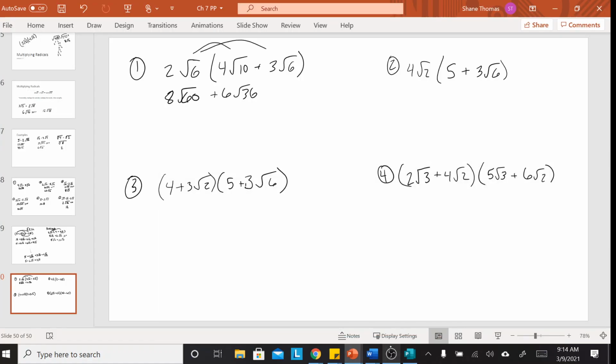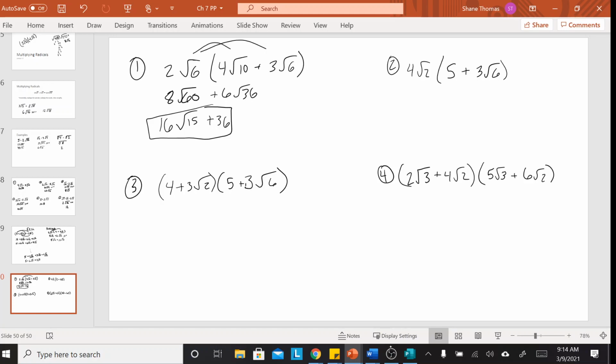So the first one is 2, 2, 3, and 5. So I can bring out a set of 2's. Be 16 root 15. 36 is just 6 and 6, right? All right, or 2, 2, 3, 3. It's a perfect square, so I can bring out a 6. 6 times 6 is 36. That would be the first one.